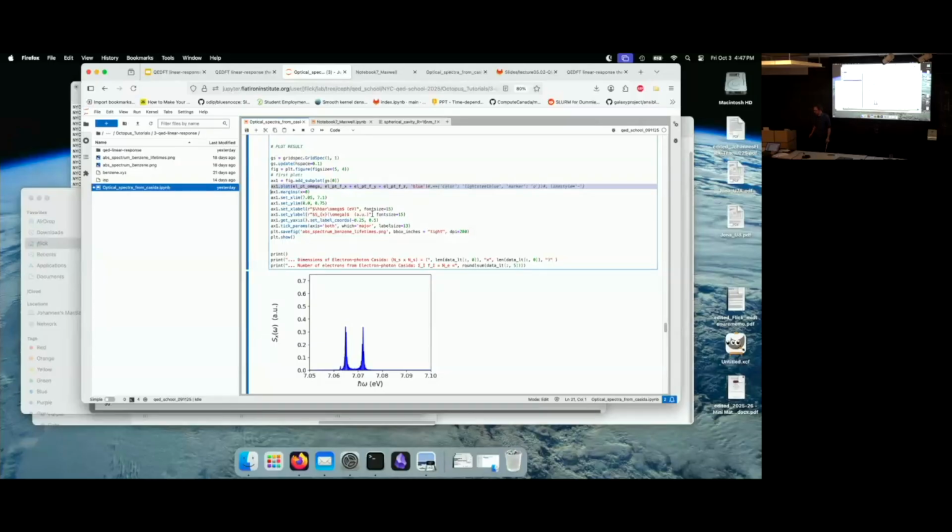What you can do at home is change the coupling strength. If you change the lambda and reduce it, you will go down to the weak coupling regime. In principle, you could also make it stronger, and then you would get a bigger Rabi splitting, so you would be able to access the ultra strong coupling limit.